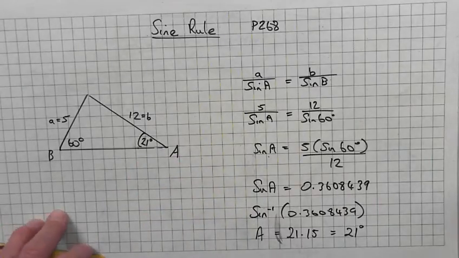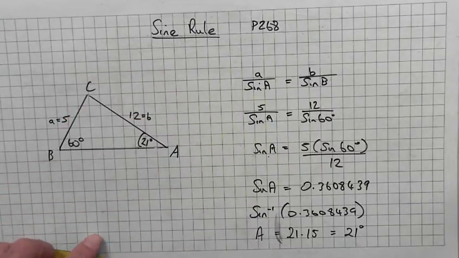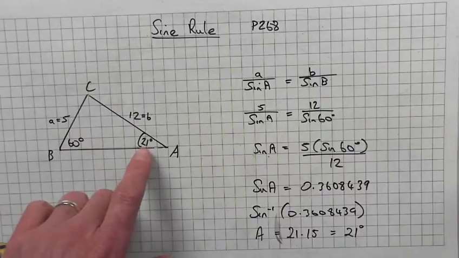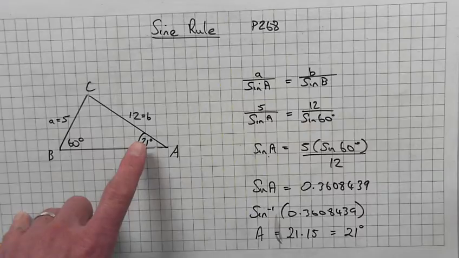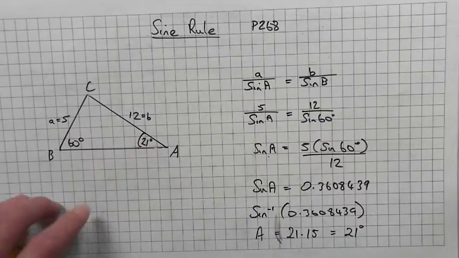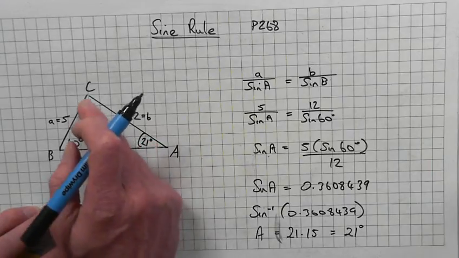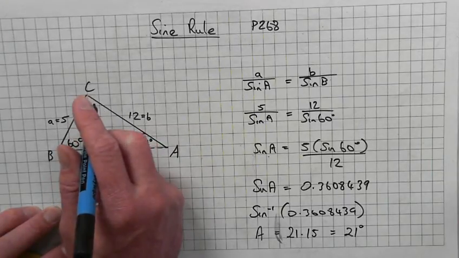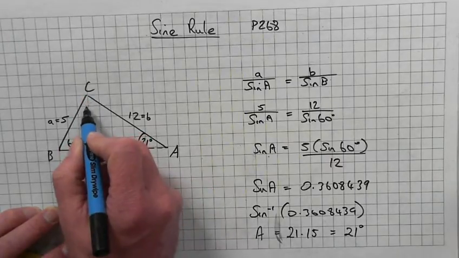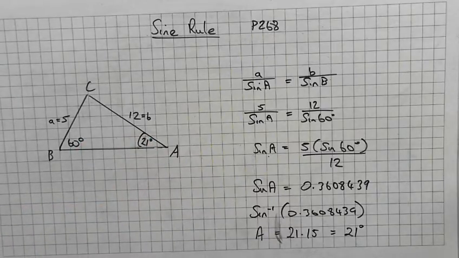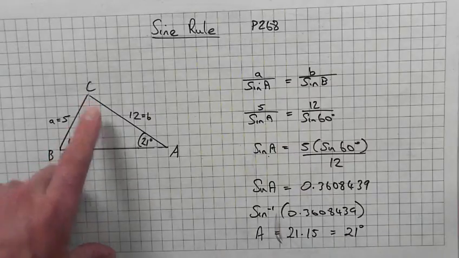Okay, we could continue on then. We could find this angle C. How do you do that? So 60 plus 21, which is 81. Take that away from 180. And what do you get? 98.85. Alright, you used a decimal as well, so 98.85. Right, and once you get 98.85, you use the sine rule again to find that side.